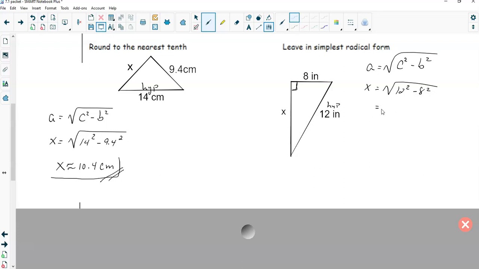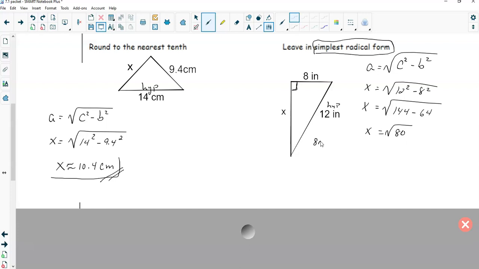So let's do it by hand. 12 squared is 144 minus 8 squared is 64. That would be x. So that means x is the square root of 80. Now, to find this in the simplest radical form, remember at the beginning of the year we went over how to simplify radicals. I want to break this number into its prime factors. So you could do it on the calculator. I'm going to show you both.